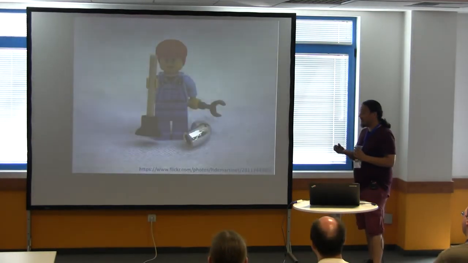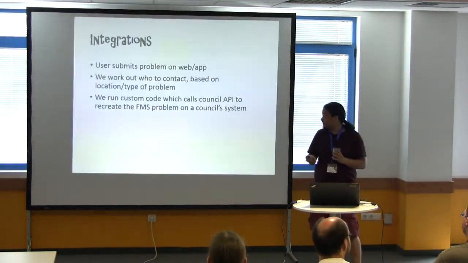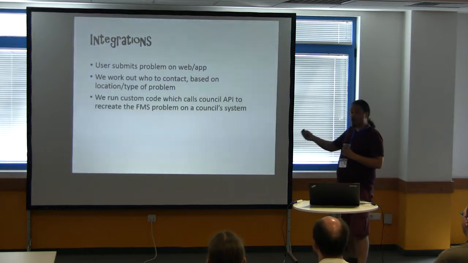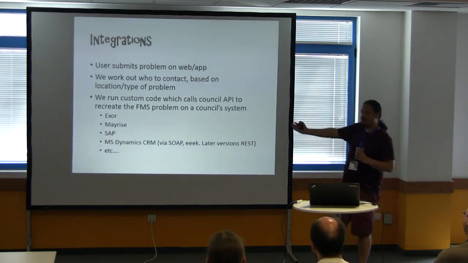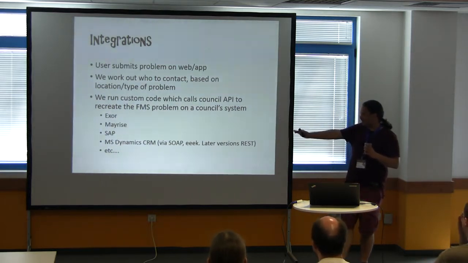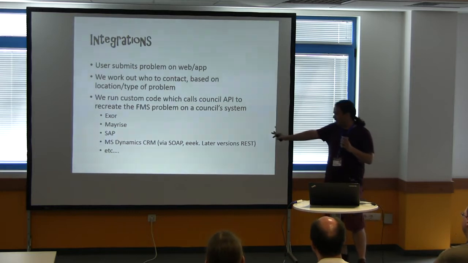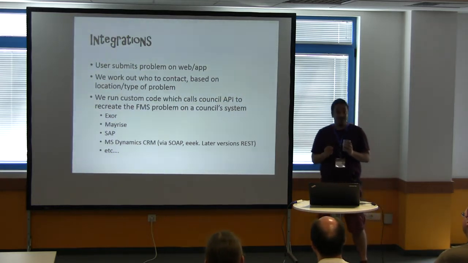So what we want is some kind of plumbing to go from FixMyStreet to these council services. And so we'll call some kind of API. And obviously every council uses a different service. So within the UK, there's XOR, Mayrise. Some people use SAP, I think, probably more common in the rest of Europe. MS Dynamics CRM, using SOAP. I see SOAP in my future.